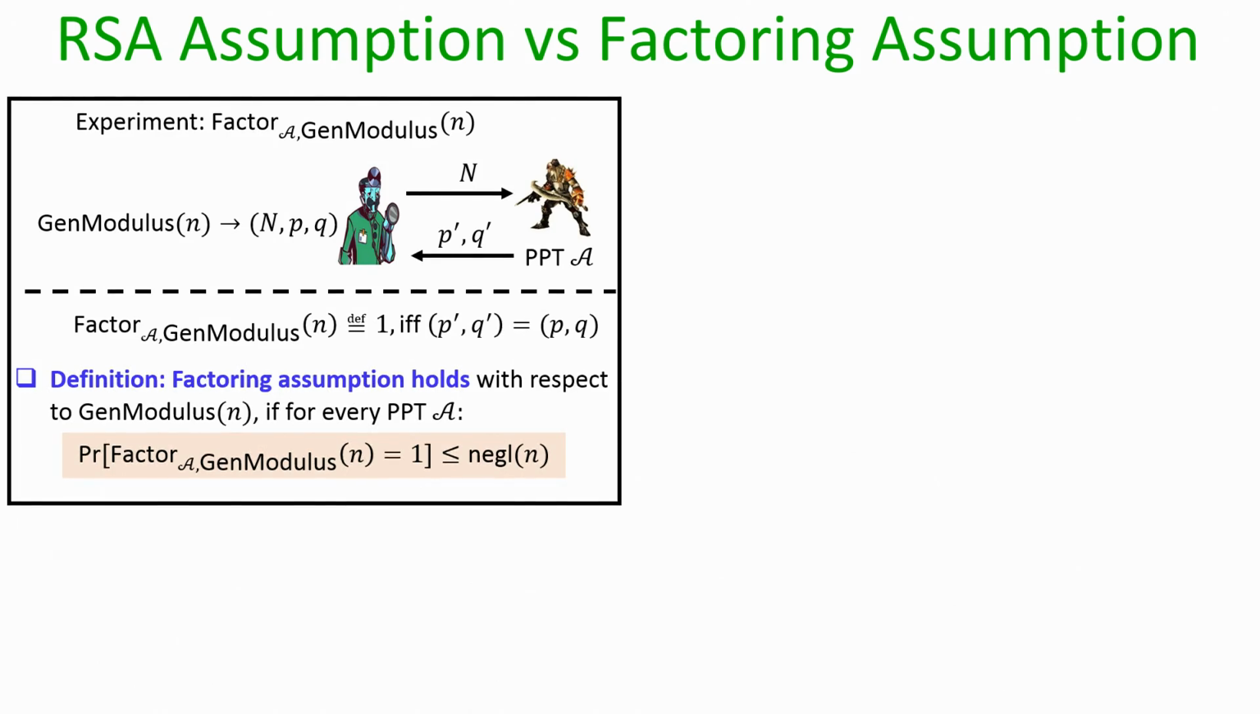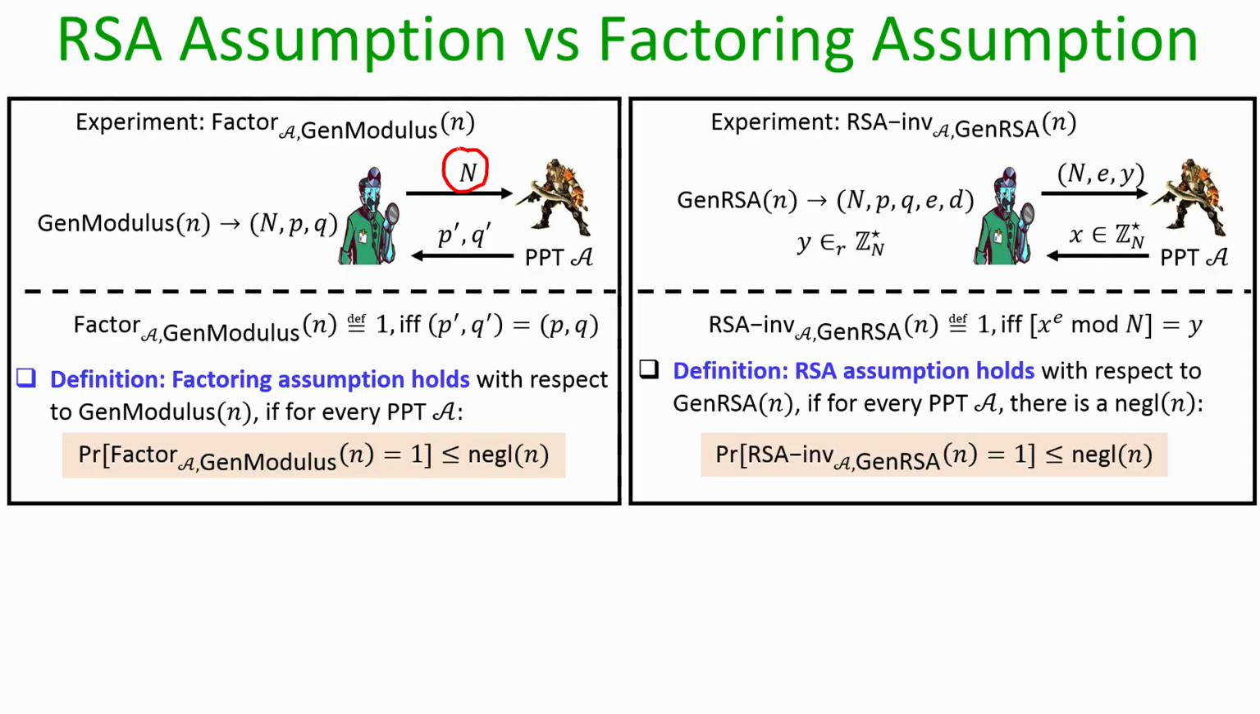So, on your left hand side you have the factoring experiment, where the challenge for the adversary is to factorize, or come up with the prime factorization of the public modulus n. On the right hand side you have the experiment modeling the RSA problem, where the adversary is now given some extra information as part of its challenge, namely the public exponent e and a random y from the set Z_n star, and its goal is to come up with the eth root of the random y modulo n.